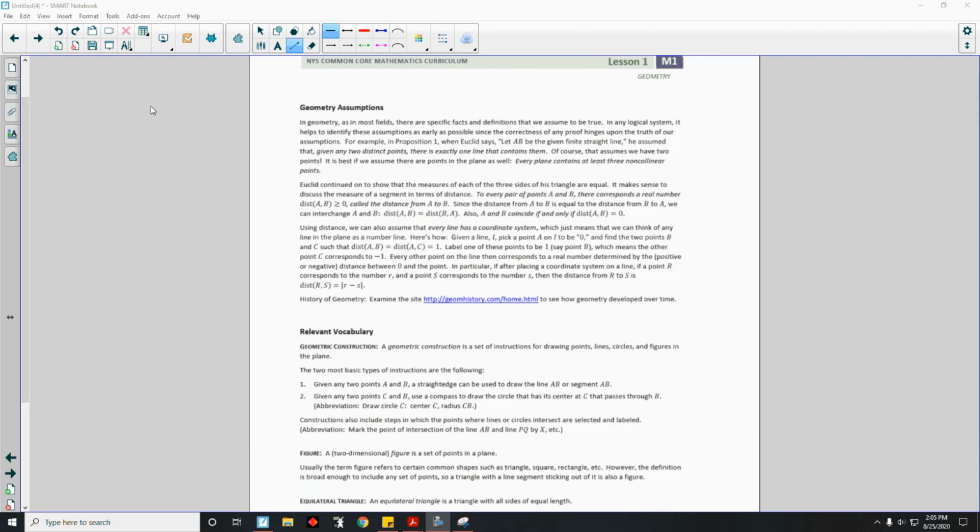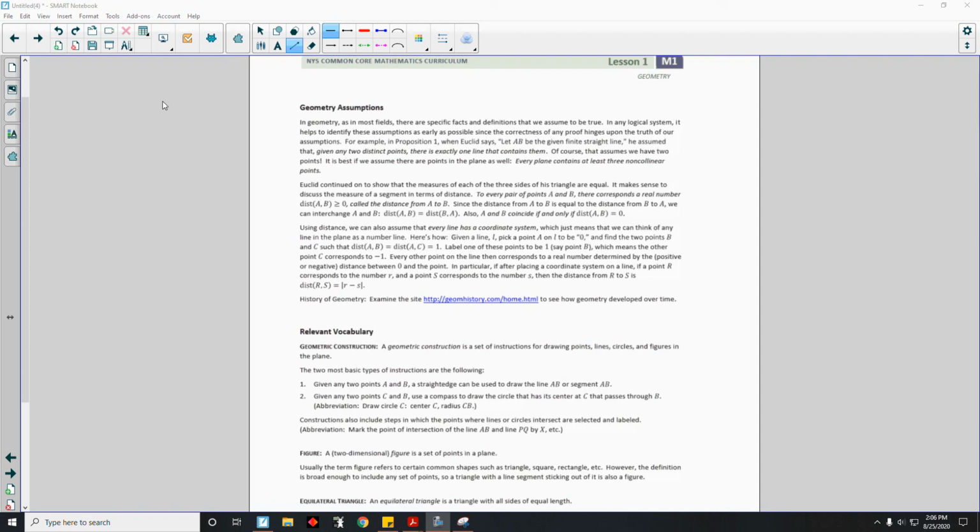Okay, page 4 brings us to geometry assumptions. In geometry, as in most fields, there are specific facts and definitions that we assume to be true. In any logical system, it helps to identify these assumptions as early as possible, since the correctness of any proof hinges upon the truth of our assumptions. For example, in proposition 1, when Euclid said, let AB be the given finite straight line, he assumed that given any two distinct points, there is exactly one line that contains them.